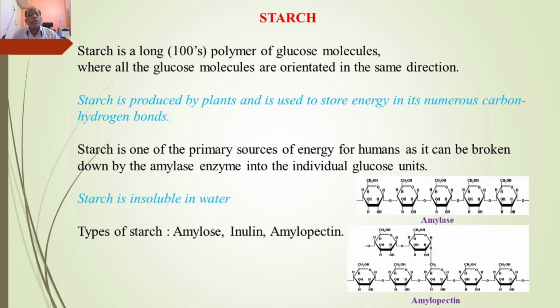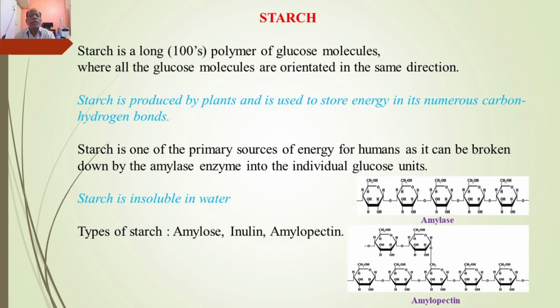So starch is produced by the plants. It is a product of the plants and is used to store energy. The energy is stored in the carbon-hydrogen bonds of the glucose molecules. A glucose molecule is composed of carbon, hydrogen and oxygen, CHO, and these monosaccharides, the glucose, form a chain of glucose molecules together to form starch in the plants.